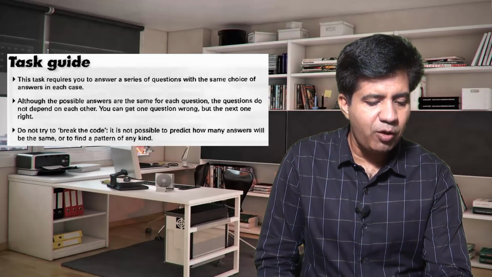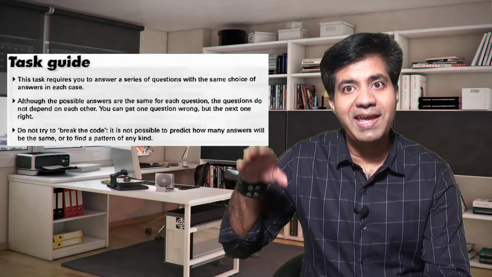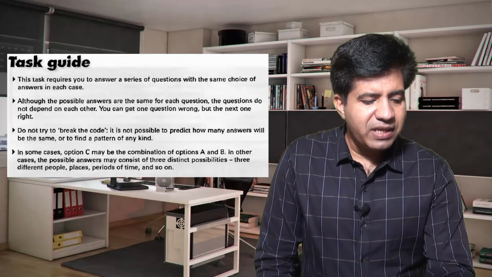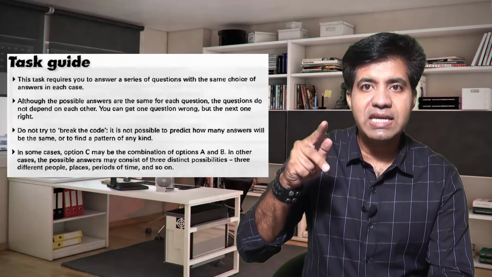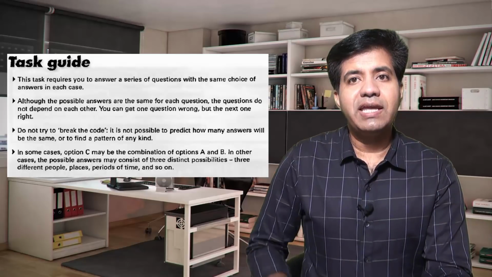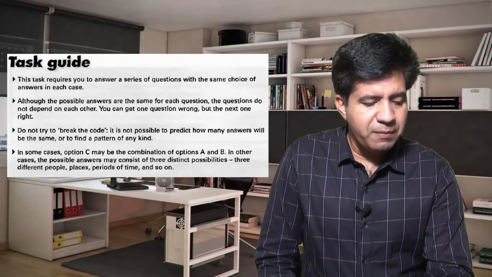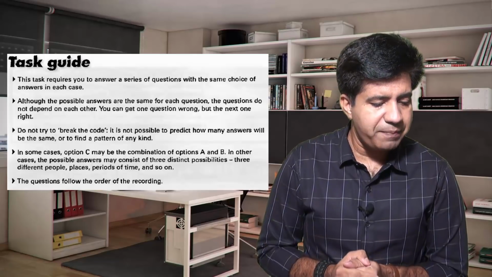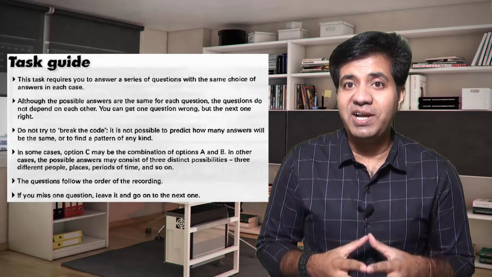It is not possible to predict how many answers will be the same. It's not that there will be so many A's, that is Martin, and so many B's, that is Kate. You cannot write all A, all B, all C. You don't know that, or find a pattern of any kind. In some cases, option C may be the combination of options A and B; C is equal to A plus B. In other cases, the possible answers may consist of 3 distinct possibilities, such as A, Martin, B, Kate, C, Peter. It can be like that as well: 3 different people, places, periods of time, and so on. The questions follow the order of the recording in listening. If you miss one question, leave it and go on to the next one. Don't worry about that. So this was the task guide. I hope you have understood it.